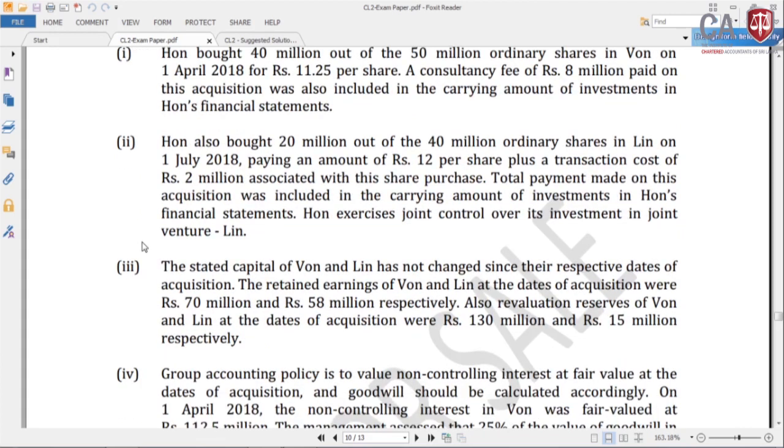Hon also bought 20 million out of the 40 million ordinary shares in Lin on 1st July 18, paying an amount of 12 rupees per share plus a transaction cost of 2 million rupees associated with this share purchase. Total payment made on this acquisition was included in the carrying amount of investments in Hon's financial statements. Hon exercises joint control over its investment in joint venture Lin.